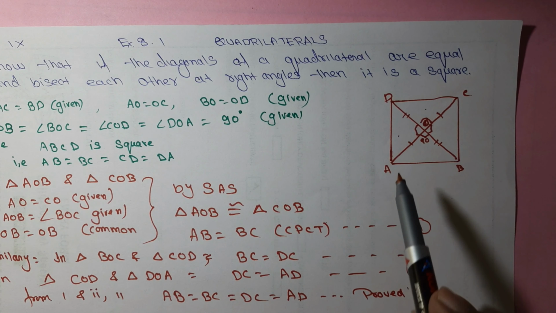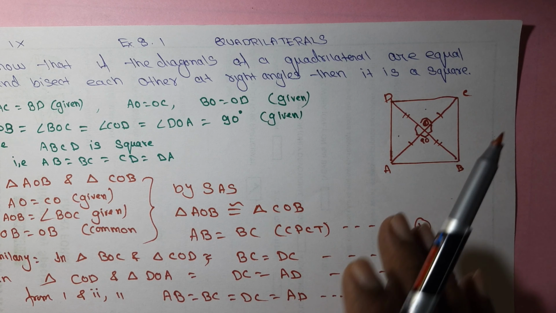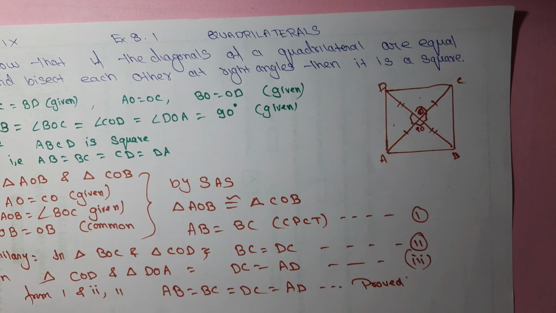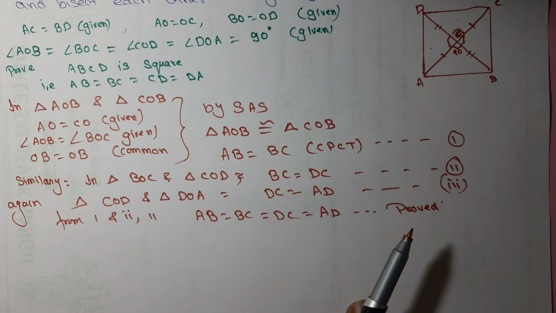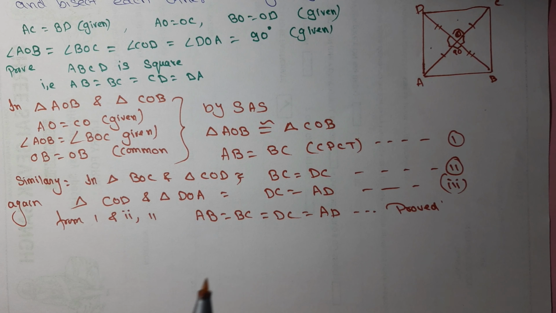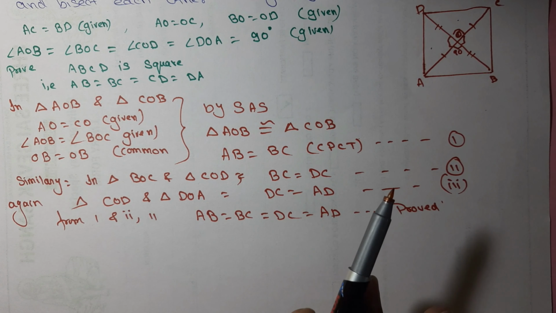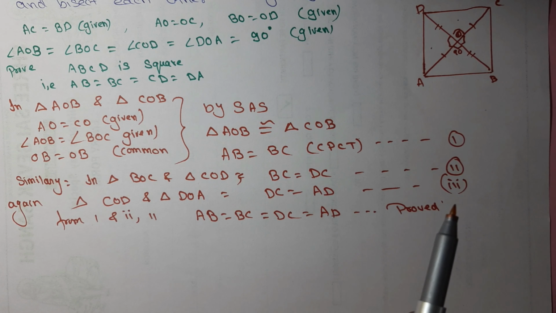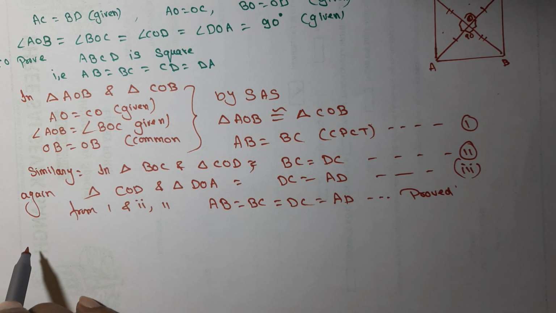Now here we got all sides are equal. If all sides are equal, then the figure is a rhombus. Okay, so here we have proved that it's a rhombus. What is the difference between rhombus and square? The similarity is all sides are equal, but in a rhombus angles are not equal, but in a square each angle is of 90 degrees. But here we have proved all sides are equal, that means it is a rhombus.